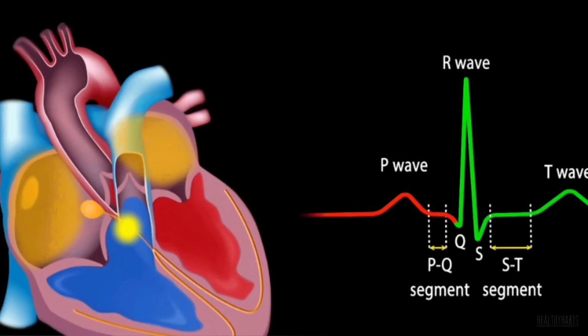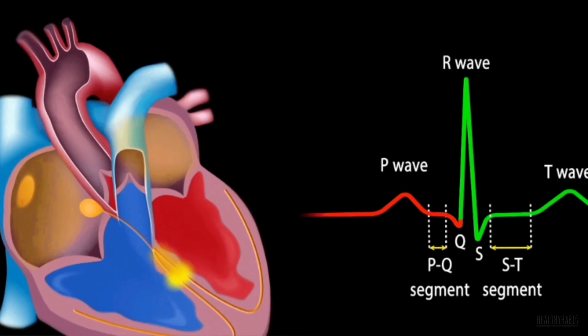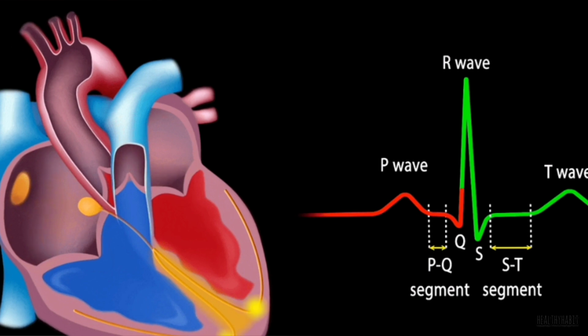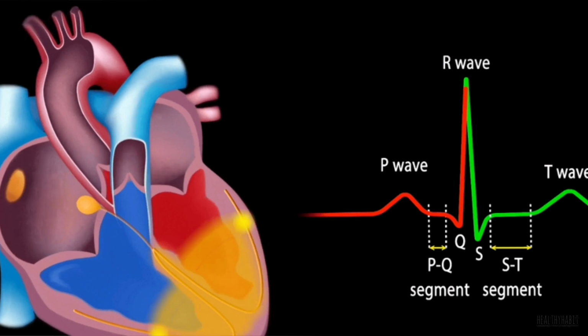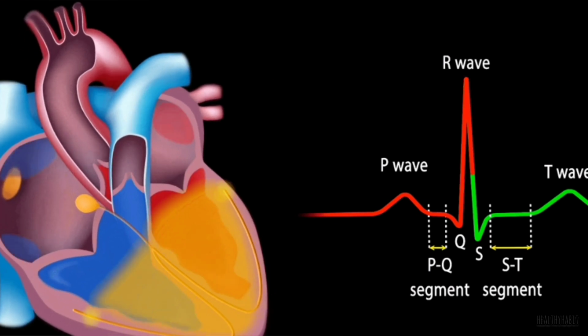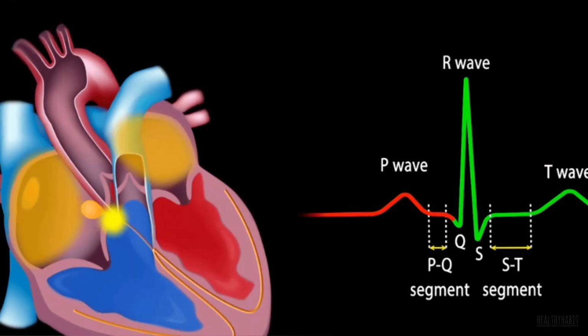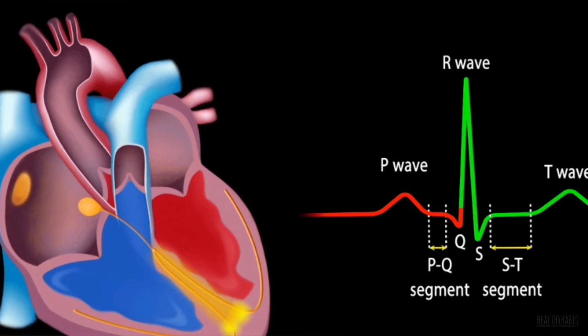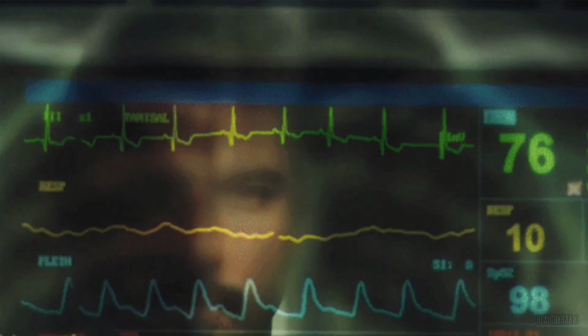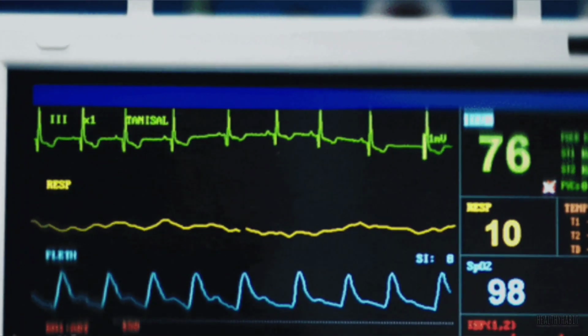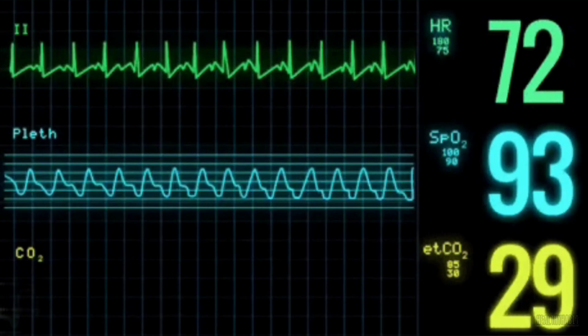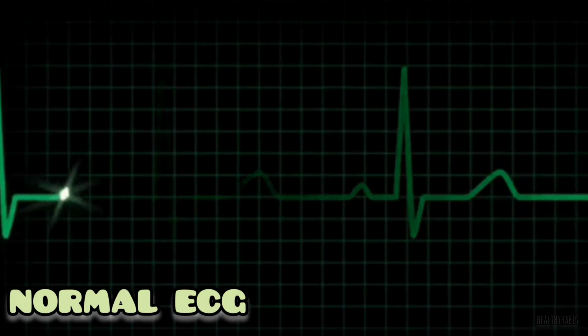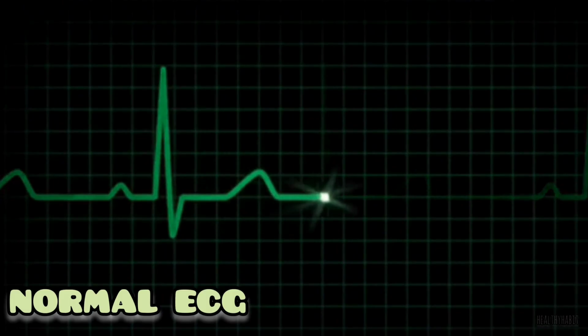The P wave in an ECG complex indicates atrial depolarization. The QRS is responsible for ventricular depolarization, and the T wave is ventricular repolarization. There are different ECG tracings that we should know. A normal ECG trace includes a P wave, a QRS complex, and a T wave.